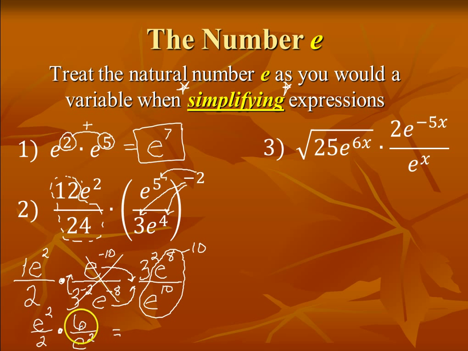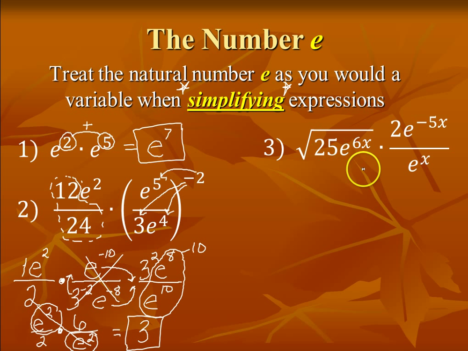Now, last step, I got a 6 on top, I got a 2 on bottom. 6 over 2 is 3. I have an e squared on top. I have an e squared on the bottom. Well, if I have 2 e's on top, 2 e's on bottom, they're going to cancel. So the only thing I'm left with is 3, which is my answer.